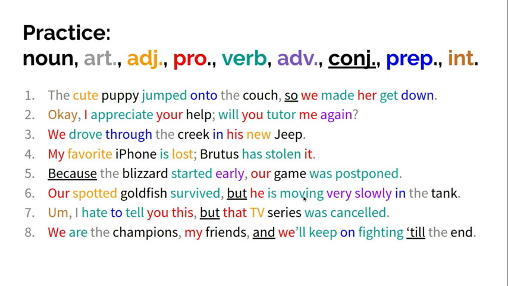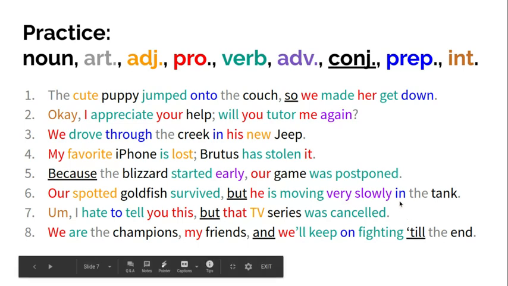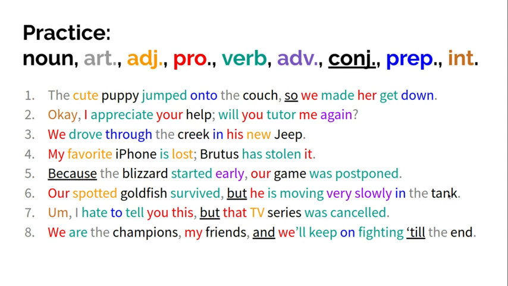He is a pronoun. Is moving. Here we have again a verb phrase because it's consisting of a helping verb is and the main verb moving, or the action verb. So the whole thing is a verb phrase consisting of, again, a helping verb followed by the action verb. Very slowly. These are both adverbs. You can see slowly is the main adverb, and very is actually modifying slowly. So it is also considered an adverb. In is a preposition. The is an article, definite article, and tank is a noun.